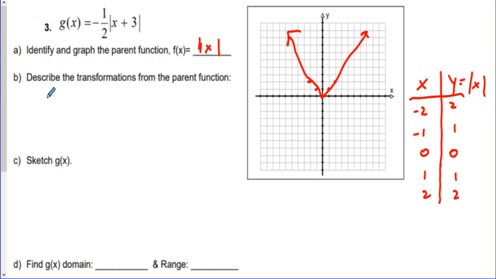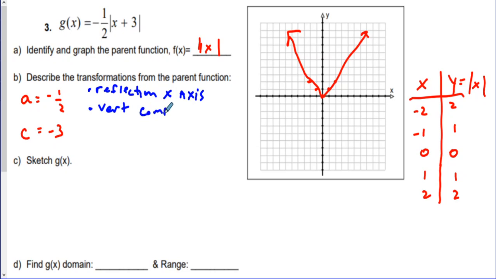So if I want to describe the transformations, I have an a value, which is -1/2, and I have a c value, which is -3, right? So we're going to say that a now does two things. It is going to do a reflection, and it's going to do it over the y-axis, I'm sorry, the x-axis. It's going to go from top to bottom. It's a vertical reflection. It's also going to vertically compress by a factor of 1/2.